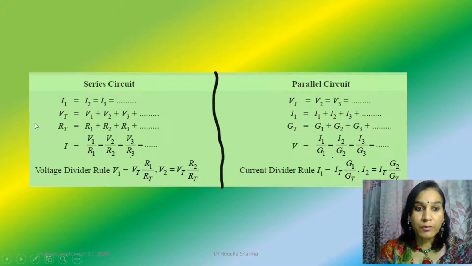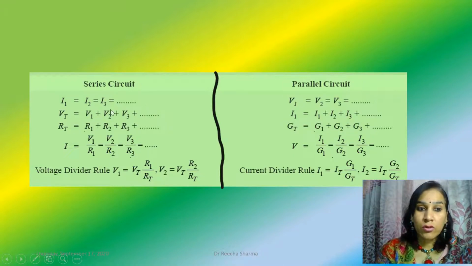This is the difference between series and parallel circuits. In series, I is equal to I2, I3 and so on, and total voltage is equal to V1 plus V2 plus V3, and total resistance is R1 plus R2 plus R3, and I is equal to V1 upon R1 is equal to V2 upon R2 is equal to V3 upon R3, and voltage divider rule, V1 is equal to VT R1 upon RT, or V2 is equal to VT R2 upon RT.